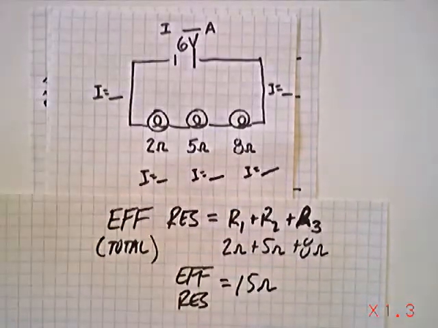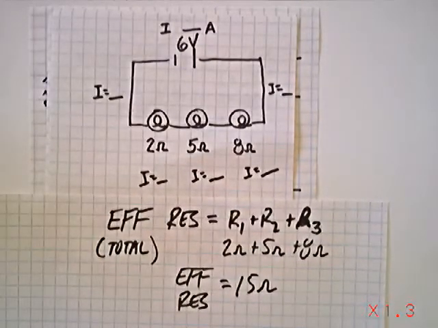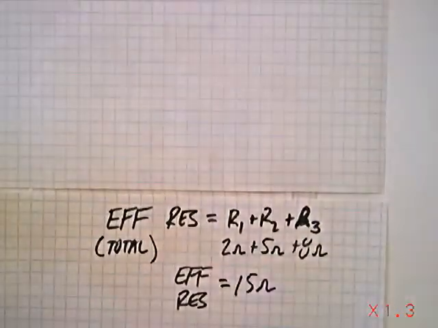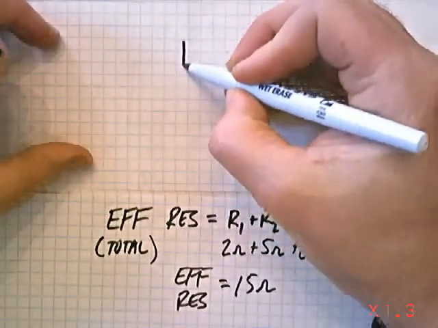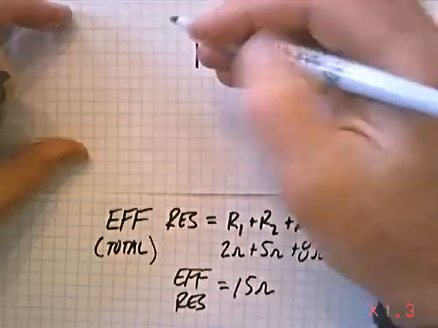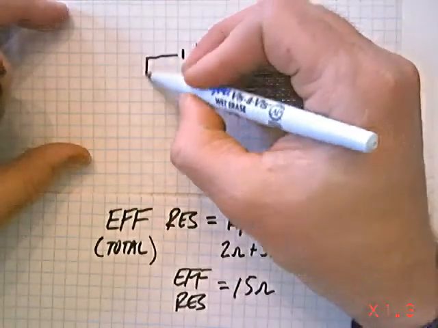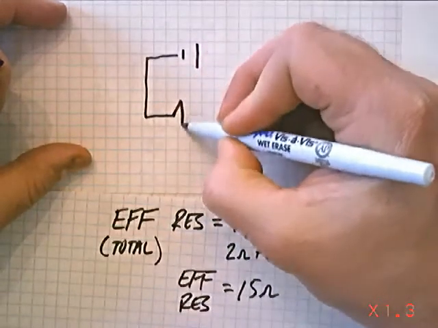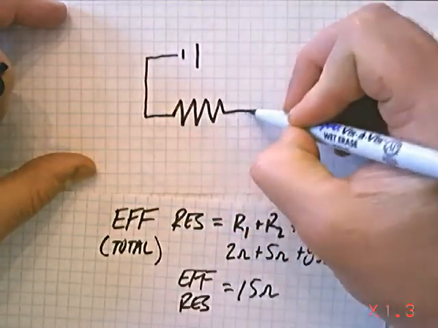That's what's going to affect the flow, not the 2, not the 5, not the 8, but the total combined 15. So once we've found that, we can redraw our diagram here. And this time, I have to remember which way I had the battery facing. There we go. So this time, I'm going to just make one big resistor, which is the effective resistance.